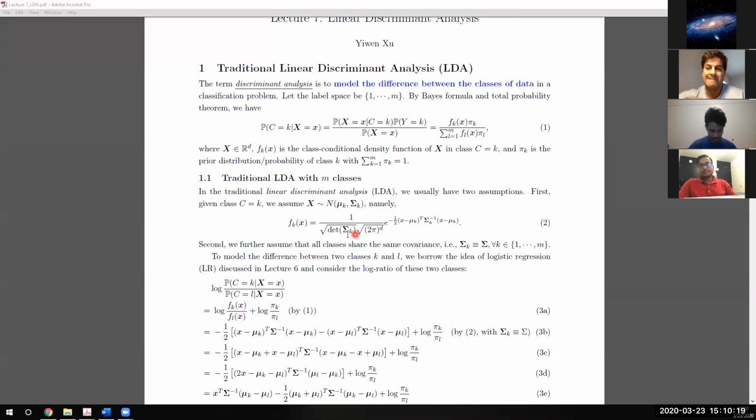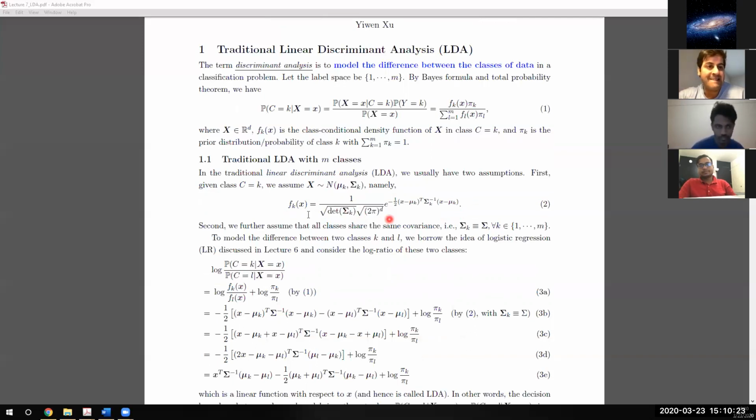What is PDF? Probability density function of the what? Of the multivariate normal distribution. And the second assumption is that we assume all sigma k's are the same. In other words, all classes have the same covariance matrix. So I don't need to have a k here.